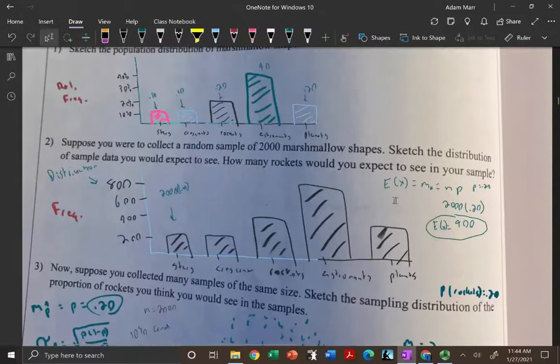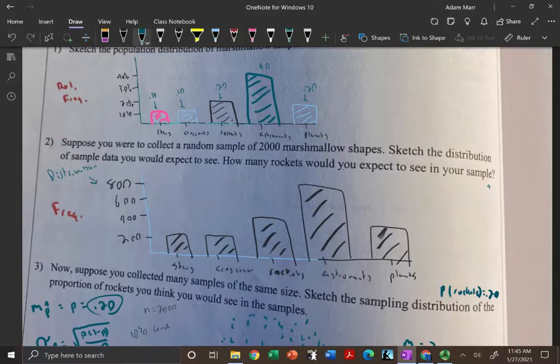Suppose you were to collect a random sample of 2,000 marshmallow shapes, sketch the distribution of sample data you would expect to see. How many rockets would you expect to see in your sample? No problem. Okay, so this is pretty easy to understand right here. We're figuring out, first of all, the stars. How did I get that 200? Well, I just said, it's 2,000 total shapes, right? Times the percent that we expect to see from stars, which is 0.10. So that comes out to 200.